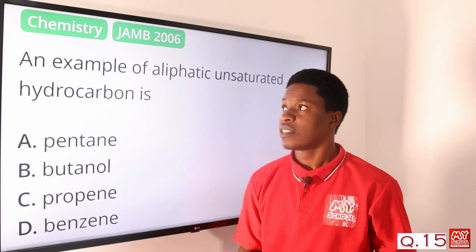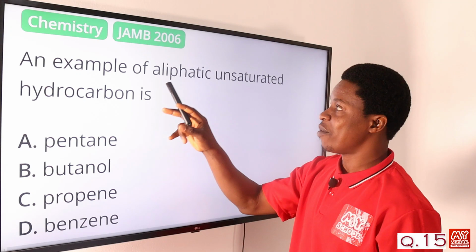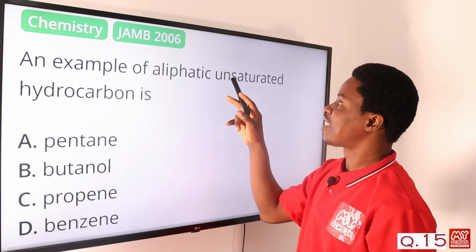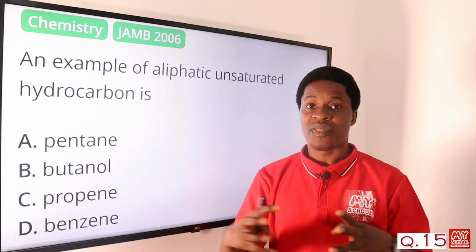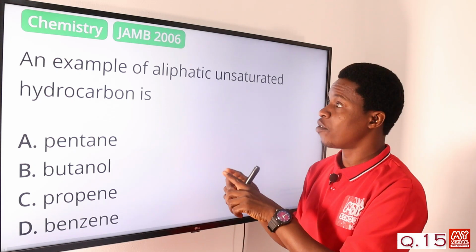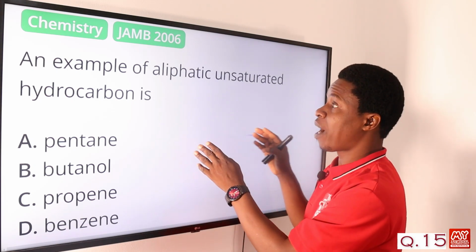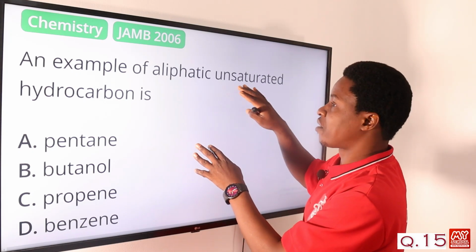Question number 15. An example of aliphatic unsaturated hydrocarbon is what? When we talk about aliphatic unsaturated hydrocarbon, aliphatic means they are straight chain hydrocarbons, not in cyclic form. We have the long chain hydrocarbon. Then we talk about the unsaturated hydrocarbon.